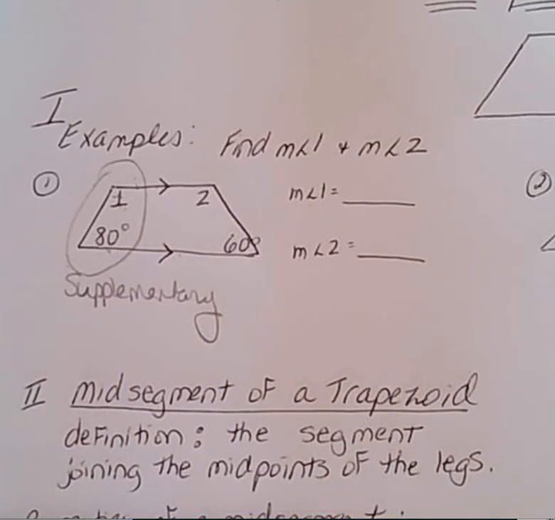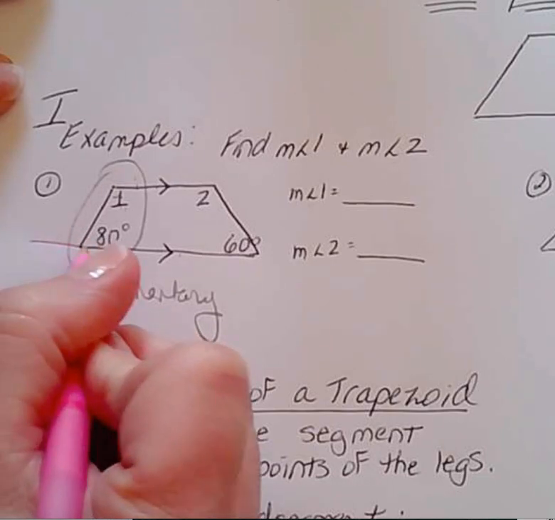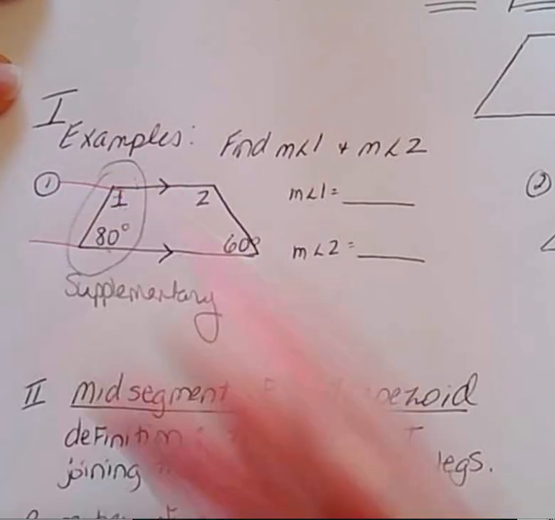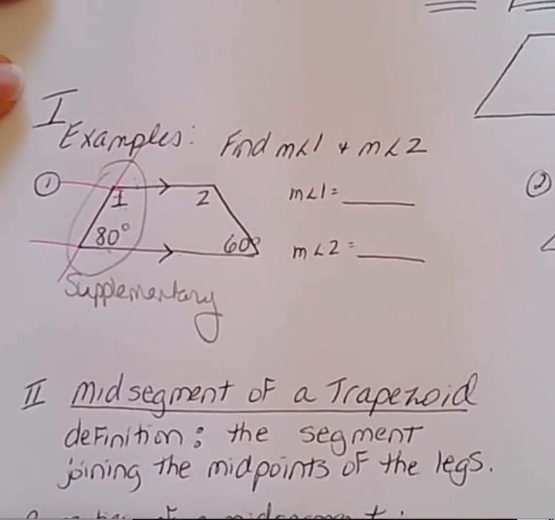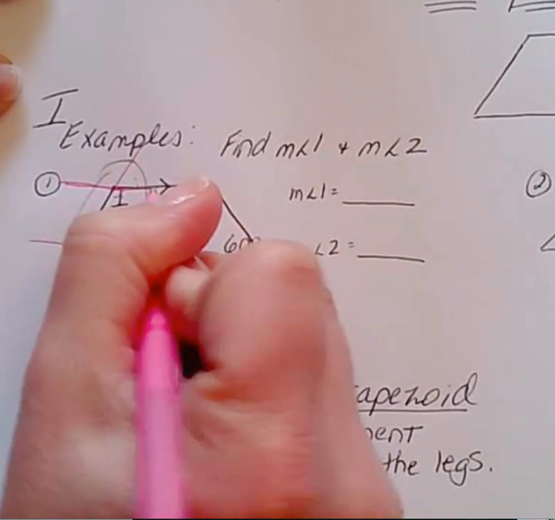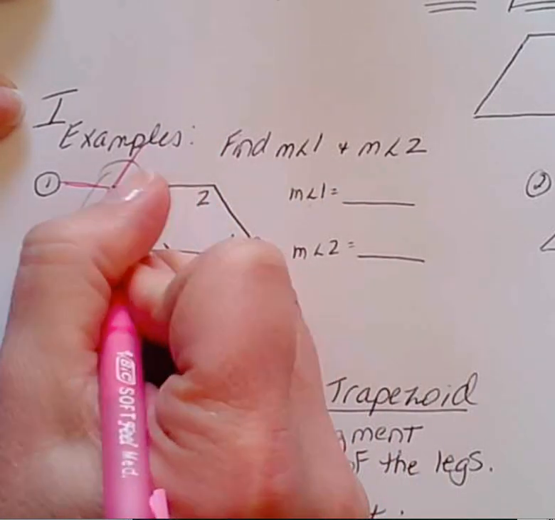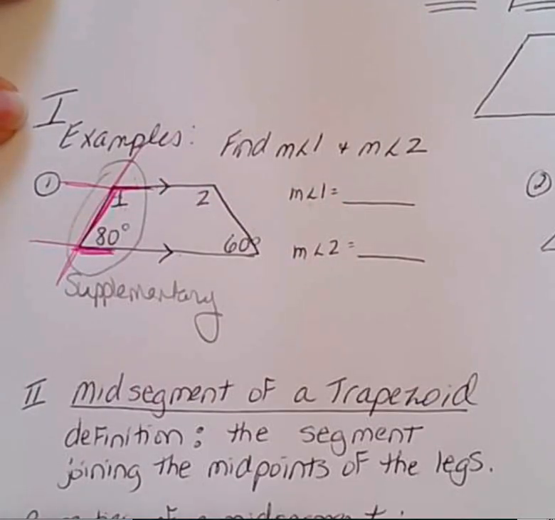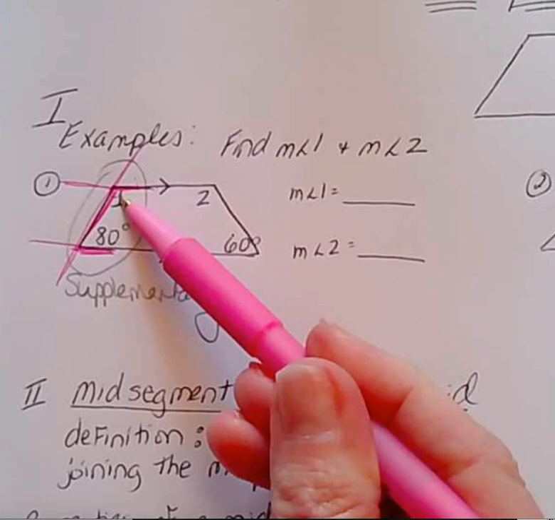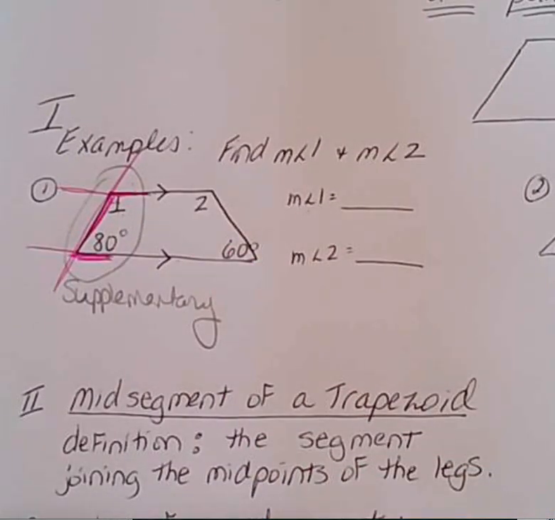Remember your consecutive interior angles? All the stuff that you learned way back in the beginning of the year kind of doesn't go away. So here are your parallel sides. Those are your two parallel lines, cut by a transversal. If you remember your parallel lines cut by a transversal, here they are. And then we had this C shape right here in the middle. And these two inside guys, we called them consecutive interior angles. And their relationship was that they were supplementary.